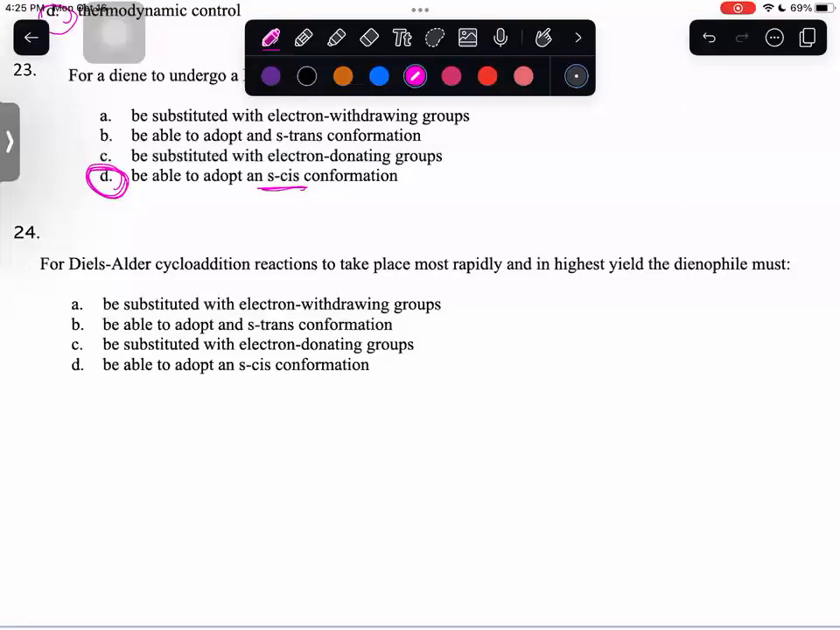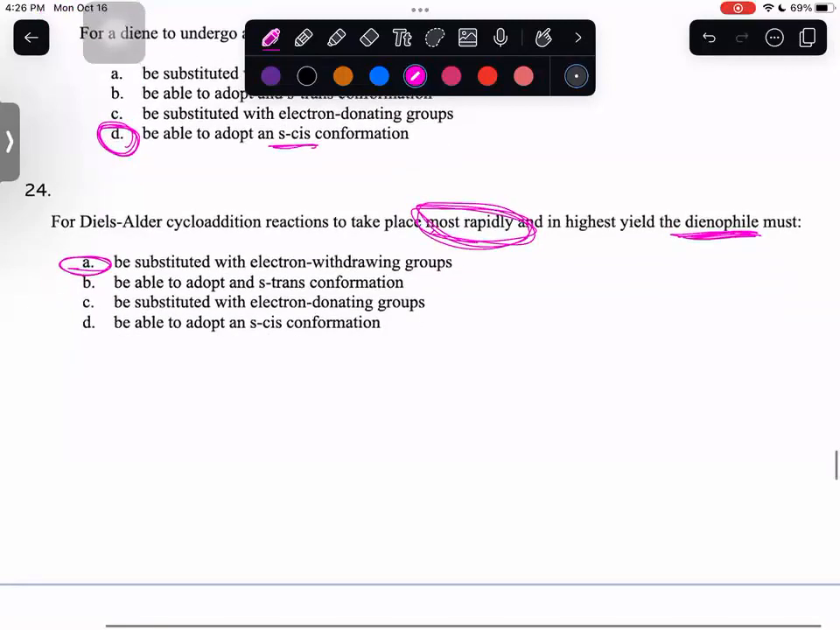This is why I'm telling you guys to please read the questions carefully. We're talking about the dienophile, and they're asking for the most rapid reaction. So what's the preference for dienophiles? Electron withdrawing groups, exactly. That's why A is the answer. Option C, that would be true for which reagent? Just for the diene, exactly. Okay, questions so far? Looks like we're good.